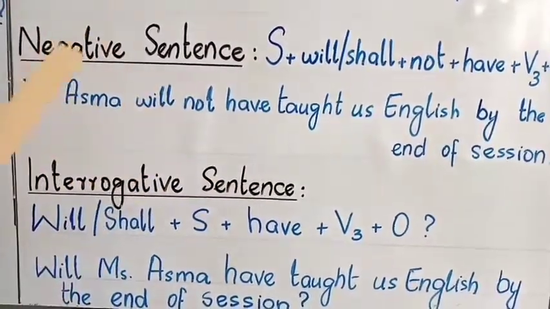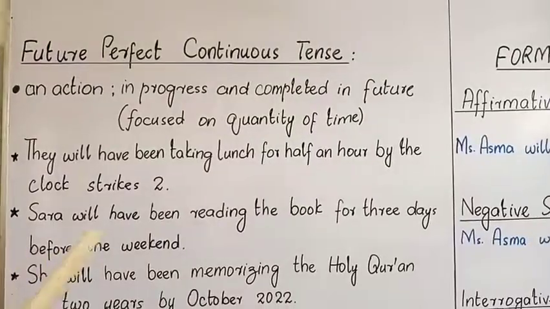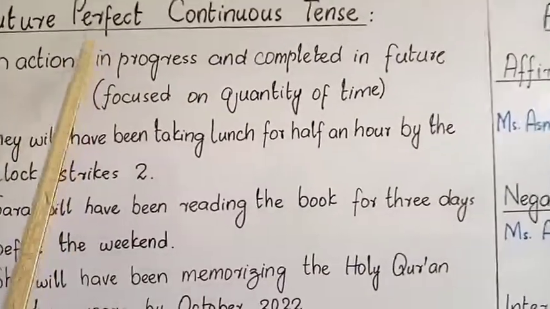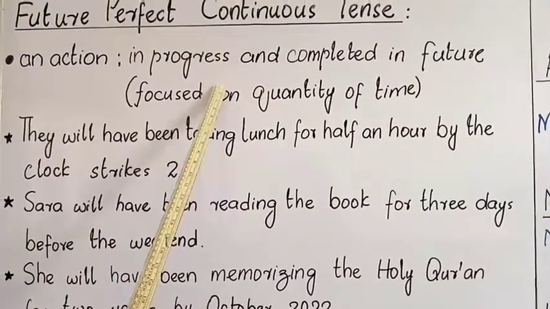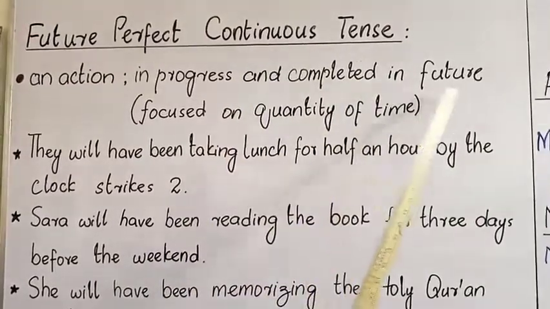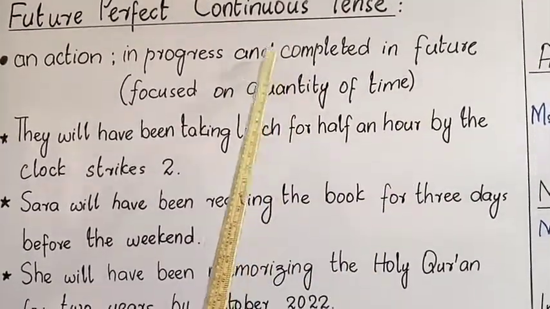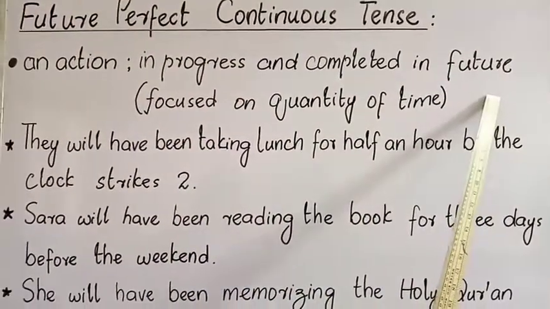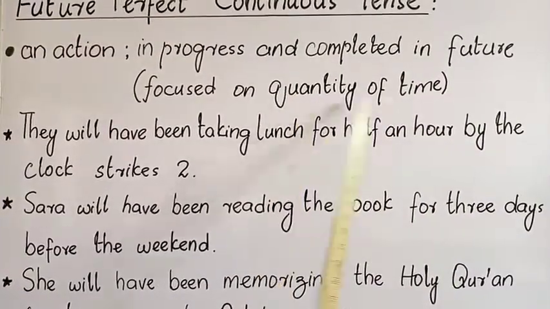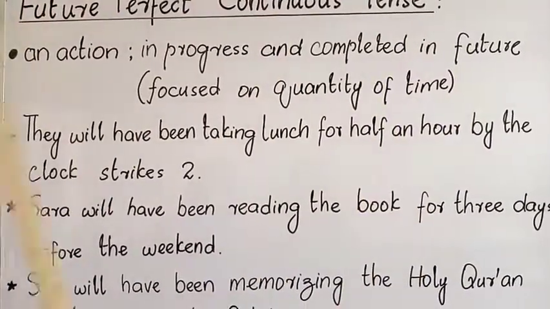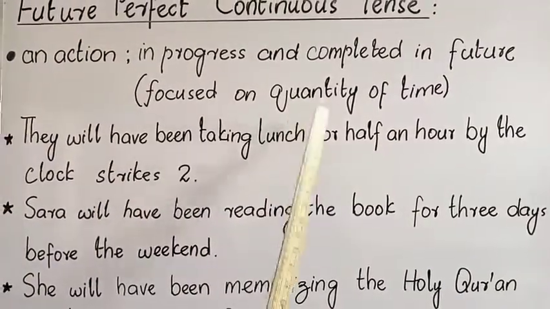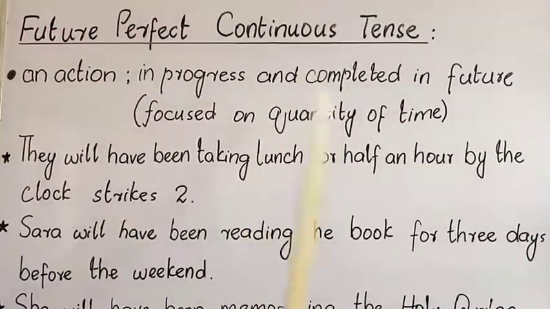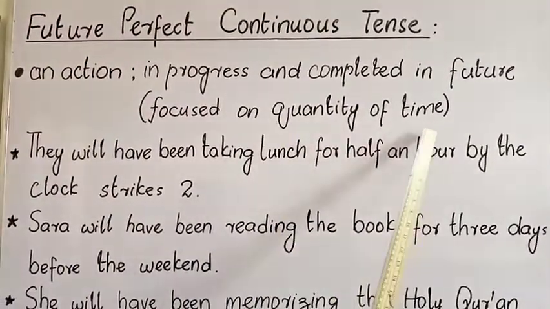Now come to future perfect continuous tense. Future perfect continuous tense talks about an action which will be in progress in future and completed in future. Both the actions are there: this action will be in progress and completed in future. And here we focus on quantity of time. Remember, in future perfect tense, we focus on completed action, and here in future perfect continuous tense, we focus on quantity of time.